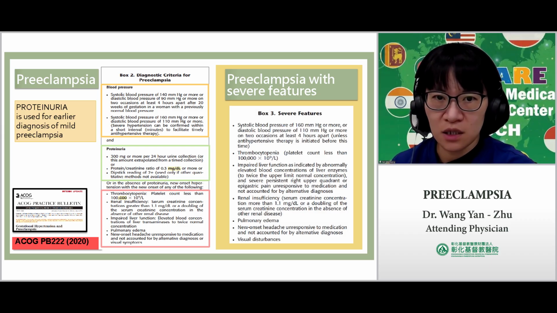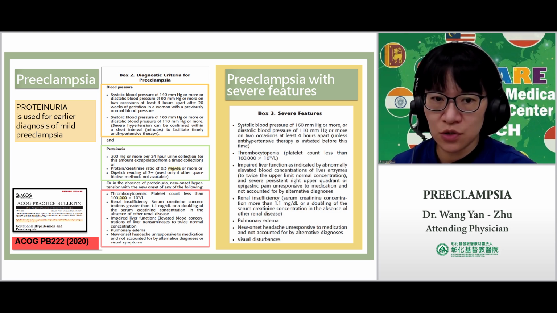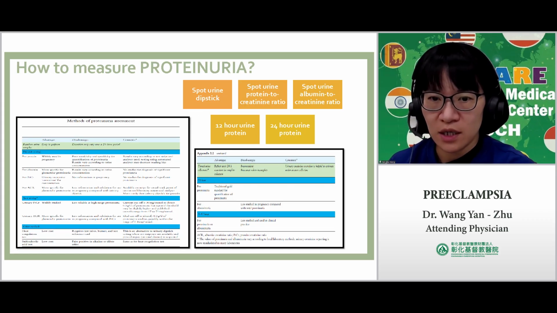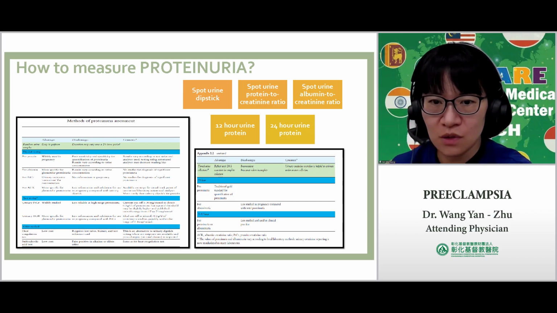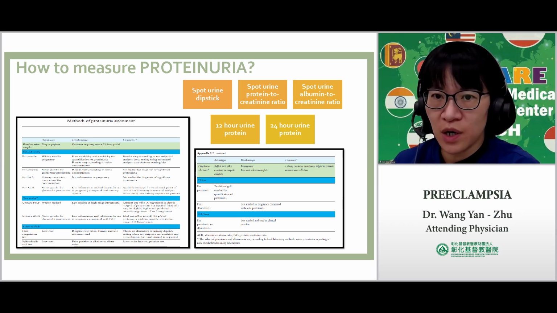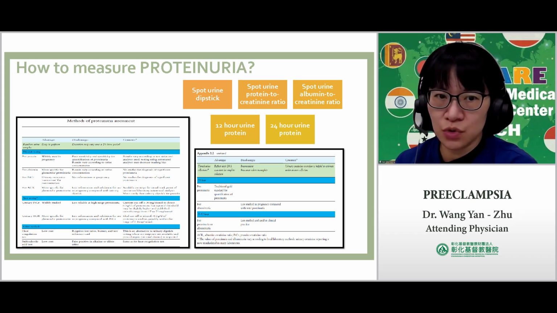Okay, so this is the ACOG diagnostic criteria: the blood pressure here and proteinuria or the severe features. For proteinuria, we can use 300 milligrams as a diagnostic criterion for the 24-hour urine collection, or we can use the protein to creatinine ratio, or the dipstick reading. So from proteinuria, the spot urine dipstick, the spot urine protein to creatinine ratio, the spot urine albumin to creatinine ratio, and the 12-hour and 24-hour urine protein are the choices you can use for proteinuria assessment.